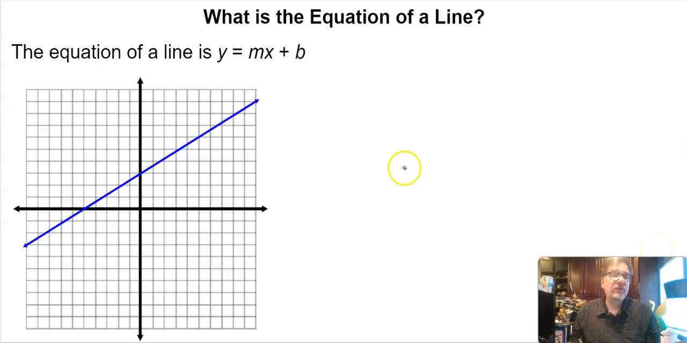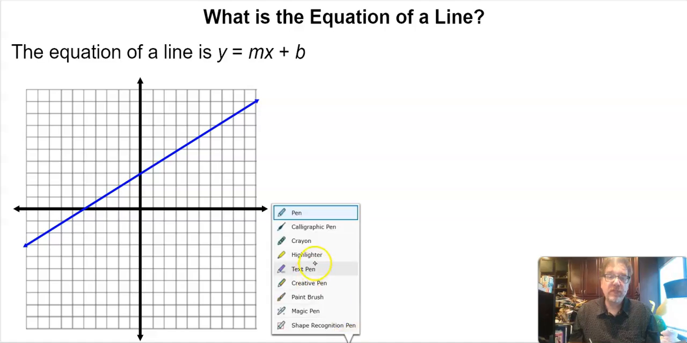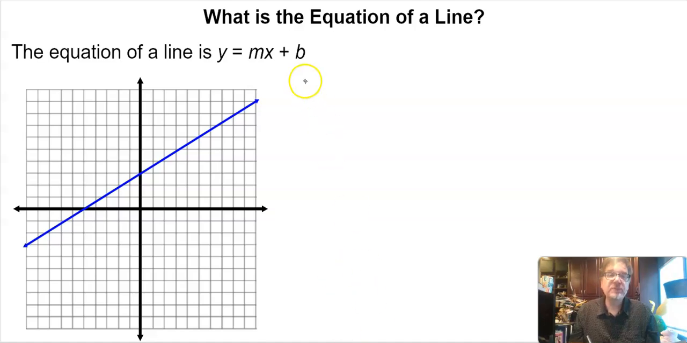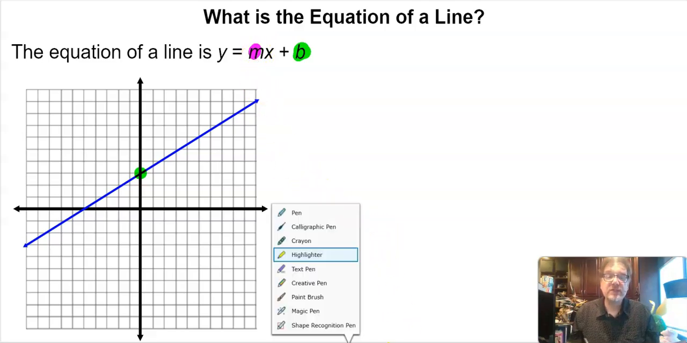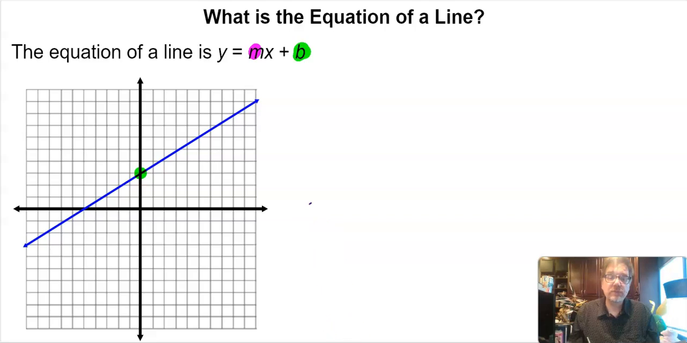Now, you might remember from Algebra 1, an equation of a line can be written y equals mx plus b, where b is the y-intercept. So b is going to be our y-intercept, and m is slope. The number in front of x is our slope.